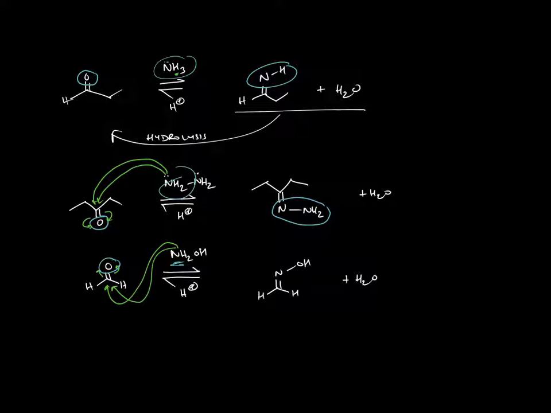And that's about it. We can turn really any C double bond O into pretty much any C double bond N, as long as that N has two hydrogens attached. So let's try one example of that.